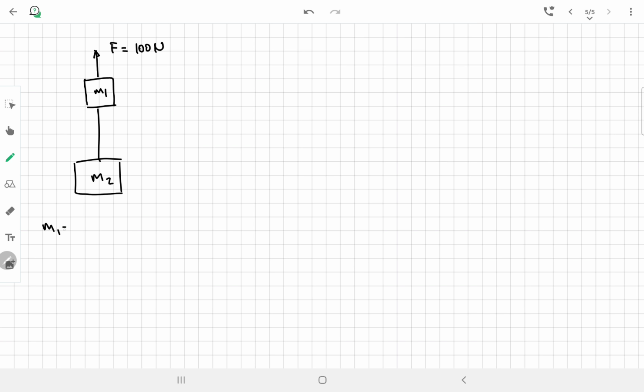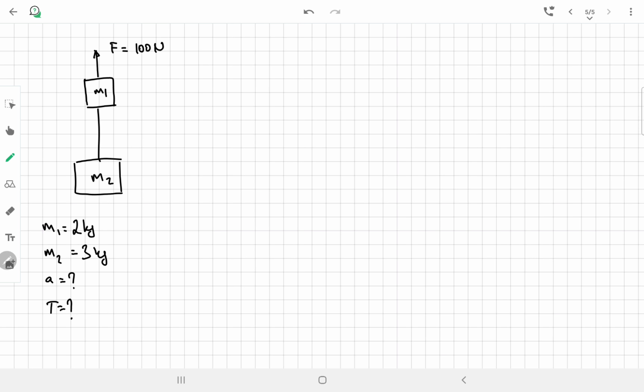M1 equal to 2 kilograms. M2 equal to 3 kilograms. So question: find acceleration and tension. Again, free body diagram, very important. We have two objects, we should draw two free body diagrams. Let me start with object number 1, M1.